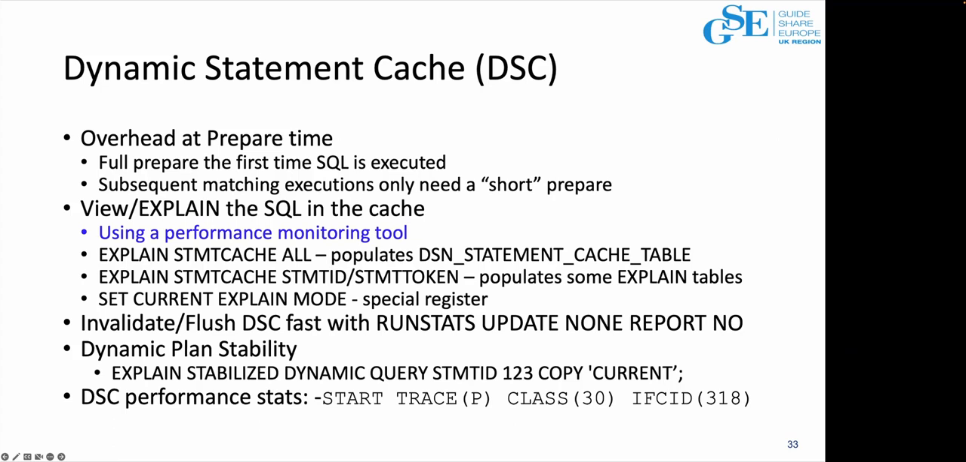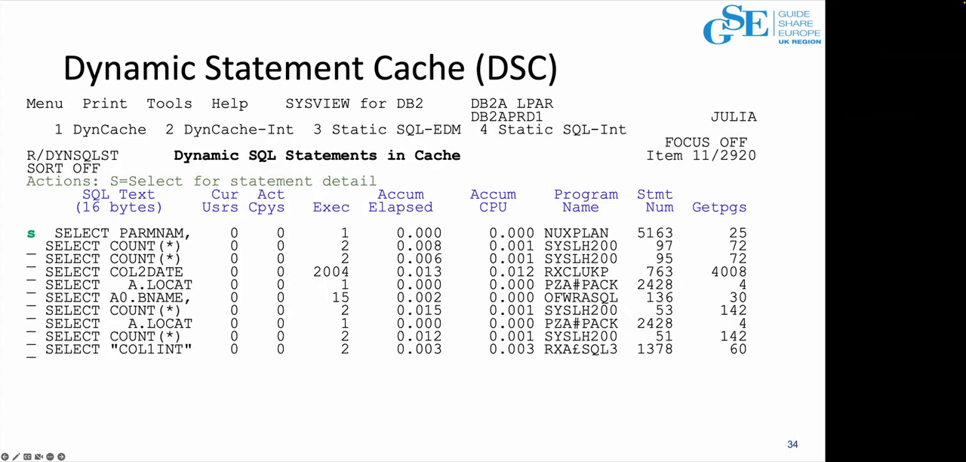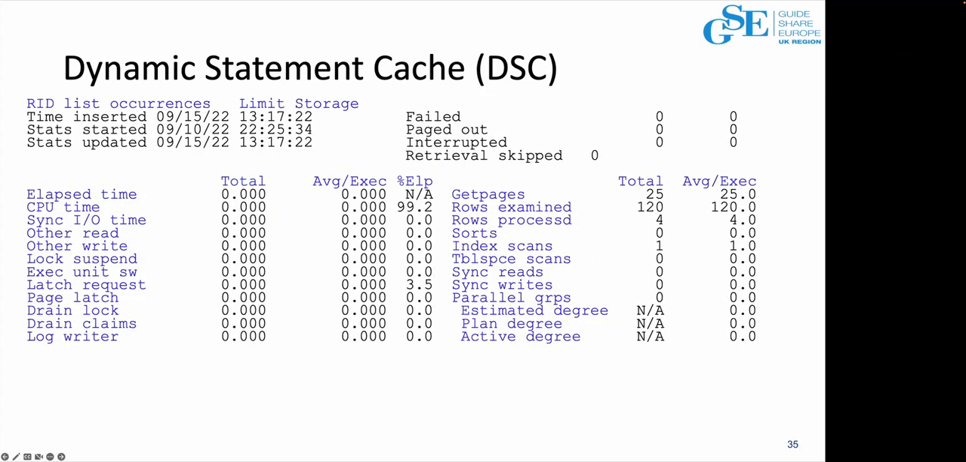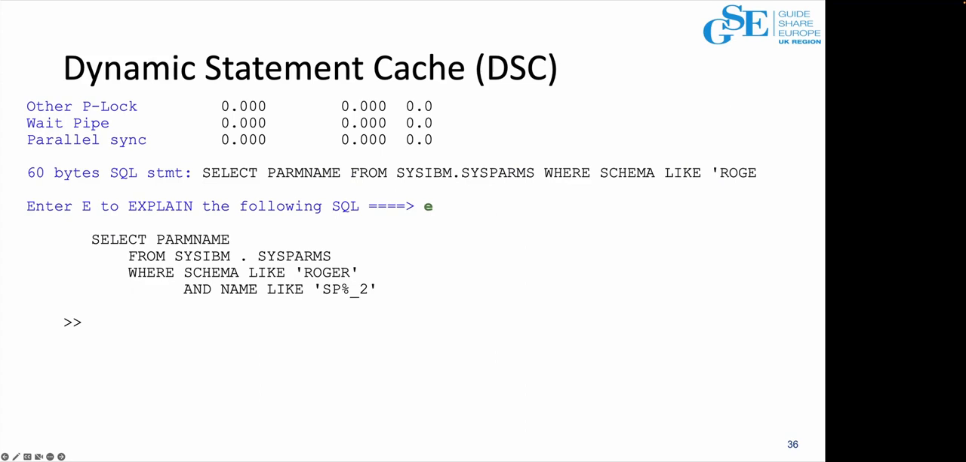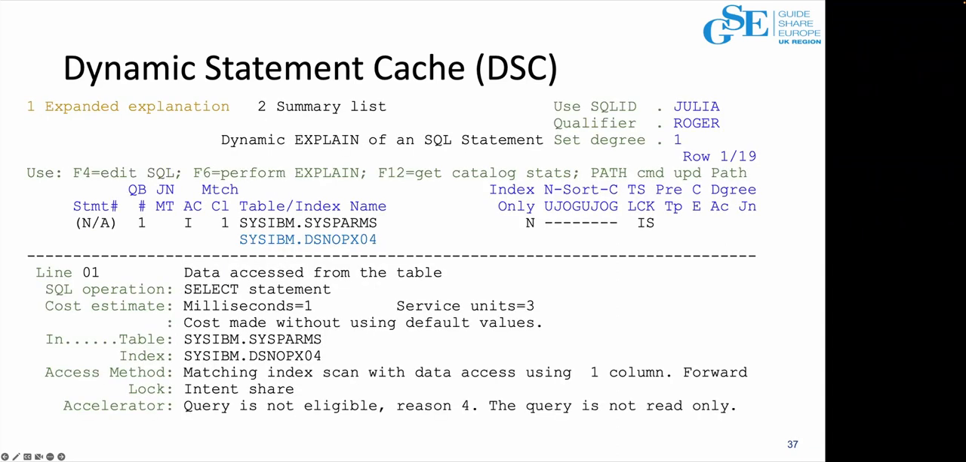We can view the SQL in the cache, and one way is using a performance monitoring tool. This panel shows the contents of the dynamic statement cache, and I select the first piece of SQL. We can see some high-level information about it on this screen, but there's more as we page down. All sorts of counters and clocks which help us to understand what's going on. My example is rather boring because our environments are often boring from a workload perspective. But at the bottom of this panel, we see the full SQL that is in the cache, and we have the option to explain it. So I do, and here's the output.